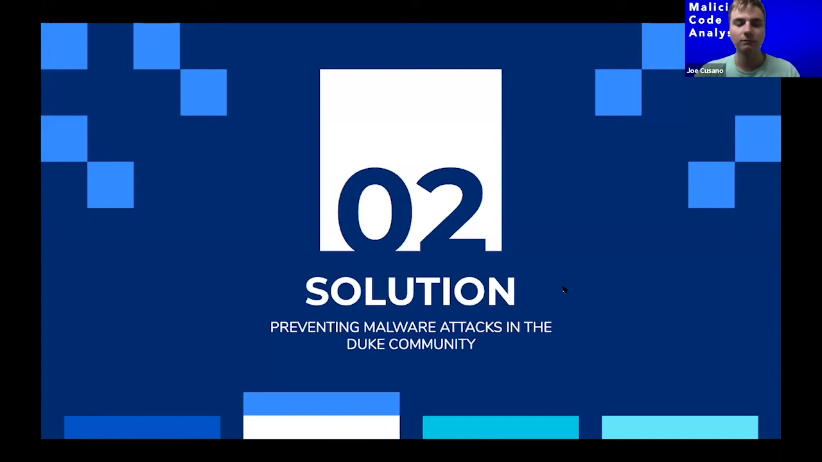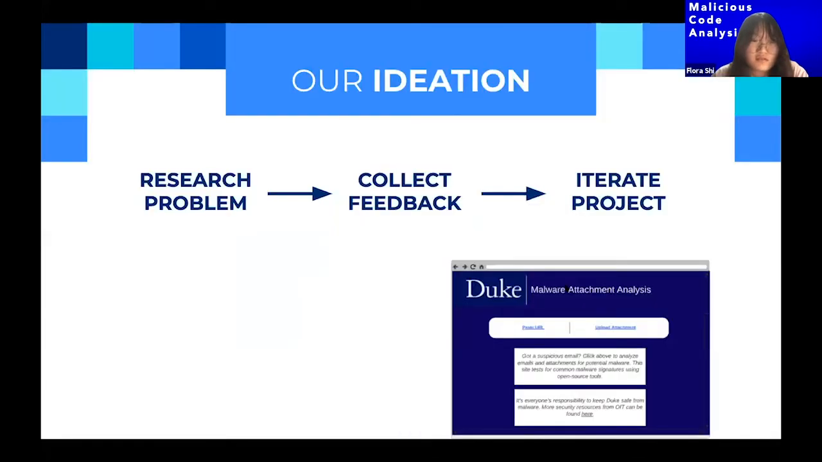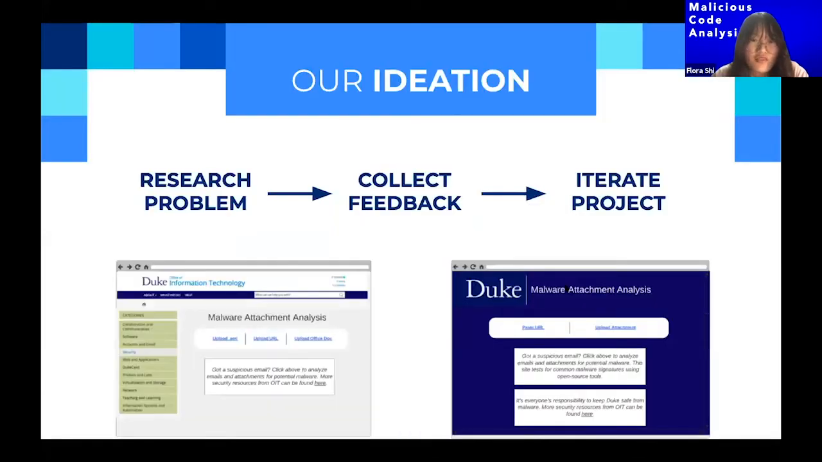So our solution is to create a web application that can prevent malware attacks in the Duke community. Throughout the program, we have continued to refine our product from feedback and research. We significantly changed the scope of this project from a sandbox detonator to a static analysis web application after we got feedback from Cisco and our own observations on the current landscape of malware detection.